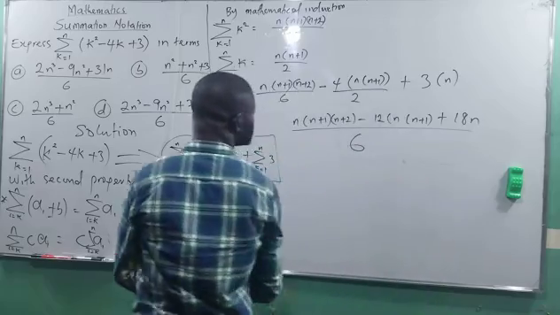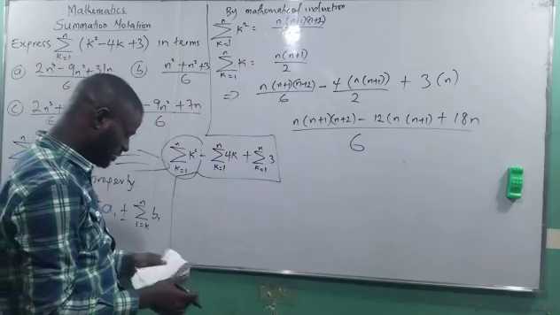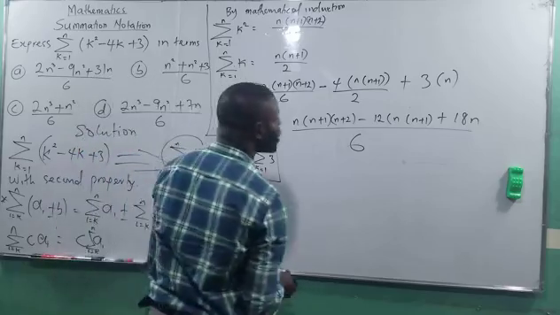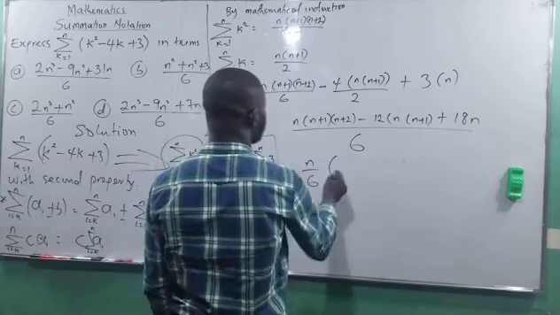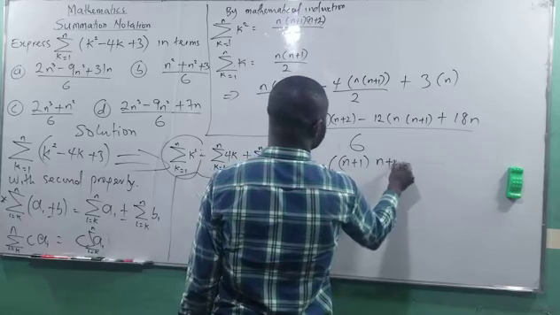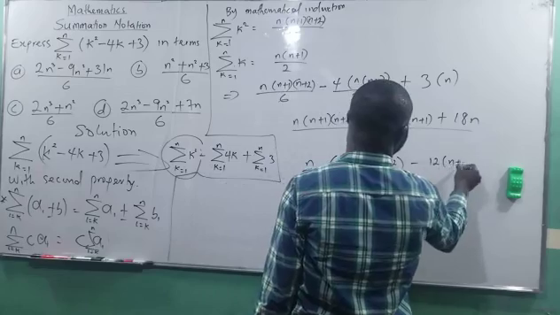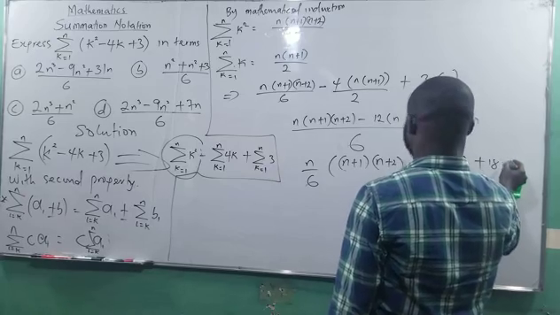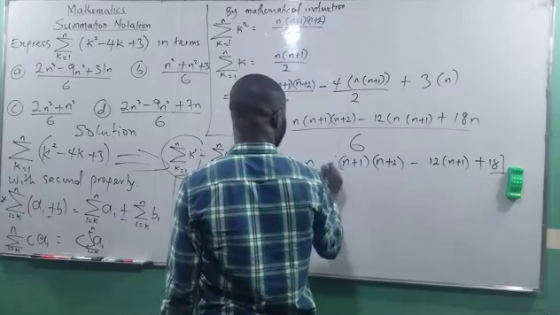Now, at this junction, I can see that n is very common. You can see that n is common. Since n is common, I can say that n divides 6 bracket of n plus 1, n plus 2, minus 12 bracket of n plus 1, and plus 18. Now, we normally use this type of bracket for this type of option.